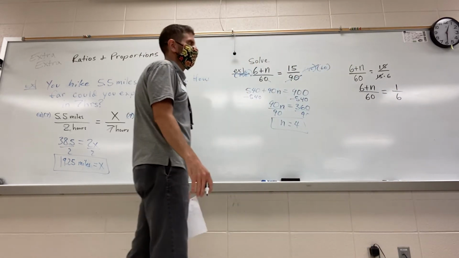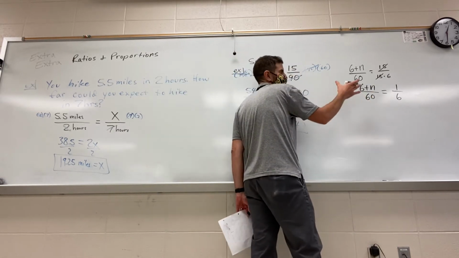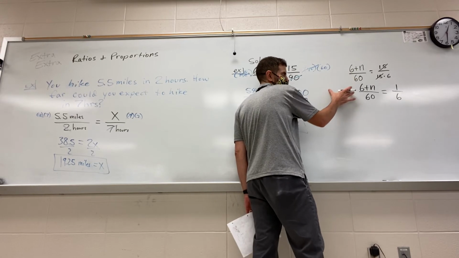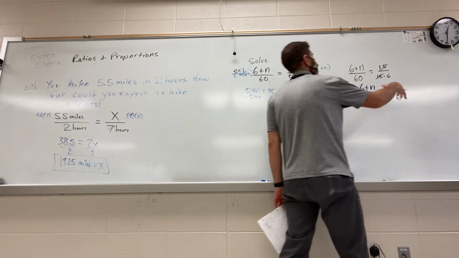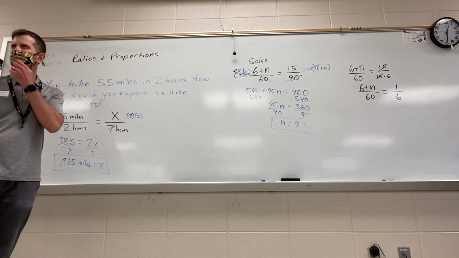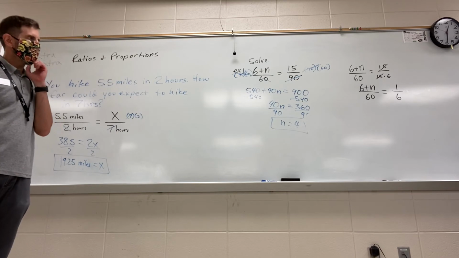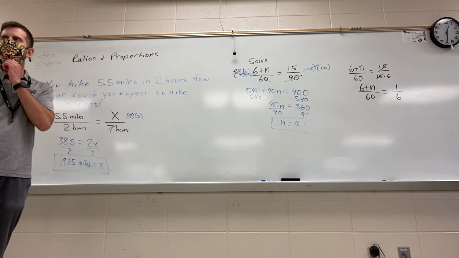And then you could still multiply by both denominators. So we multiply by what? 60 and 6. And then we would end up at the same spot. Does that help, Marcel? A little bit? You're at 36 plus n.